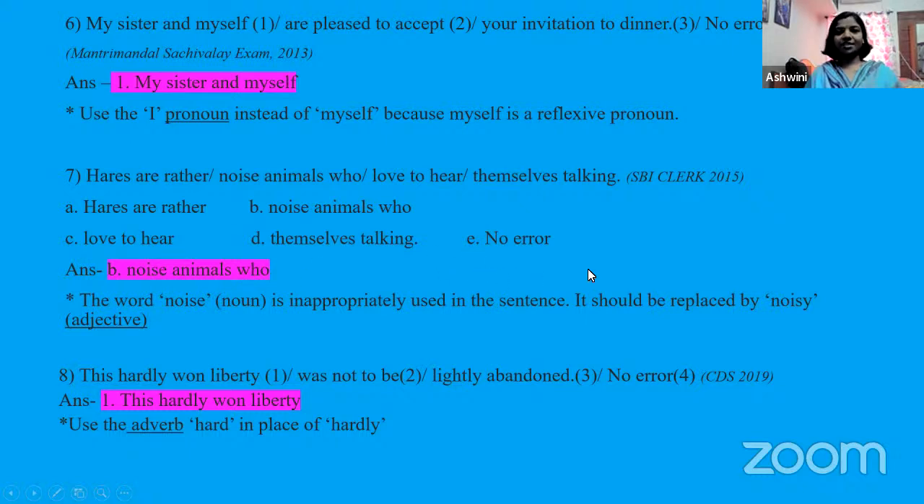Parts of speech. I must say that you have to focus on the parts of speech again. And then number 8 question from the parts of speech, that is: this hardly won liberty was not to be lightly abandoned. No error. This question they asked in the CDS examination in 2019. Very important that in 2019 recently question पूछा गया है. Now what is that?